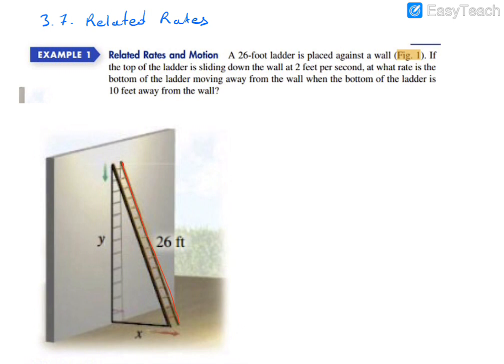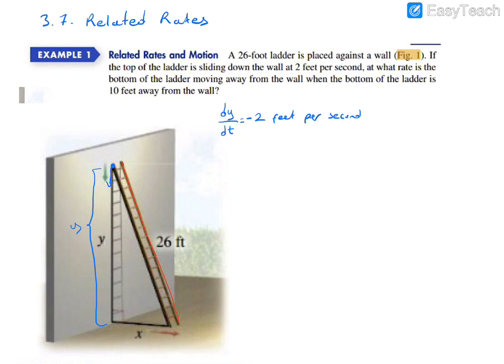the top of the ladder, let's use the blue color, this is the top of the ladder, okay? So this slides down at 2 feet per second. So if this length is y, what is this change? This is the change of the y with respect to time. So this is 2 feet per second. But it is decreasing. So because of this reason, this is minus 2.